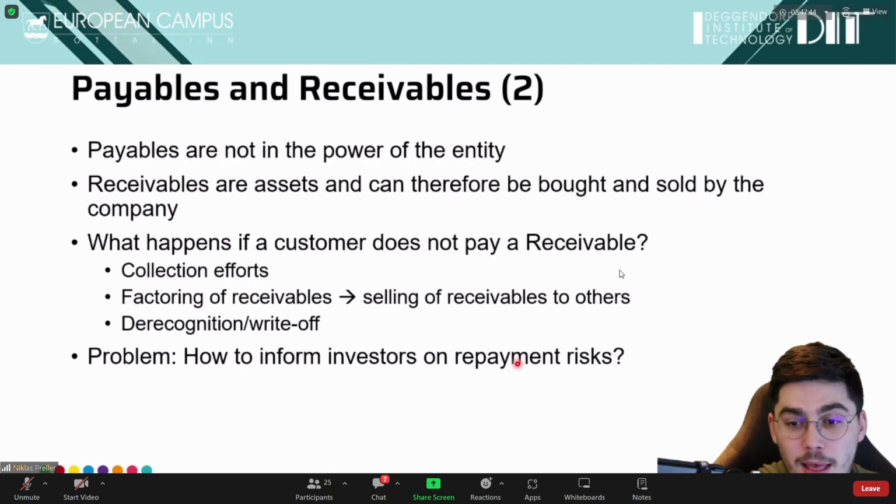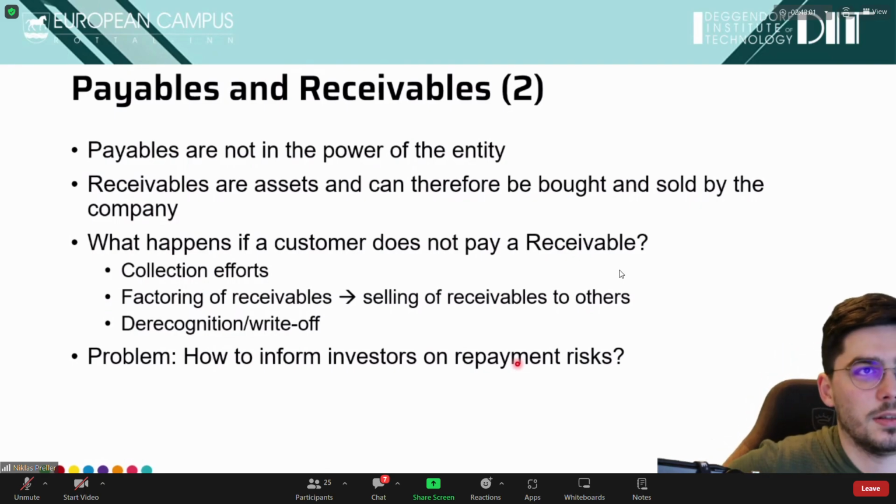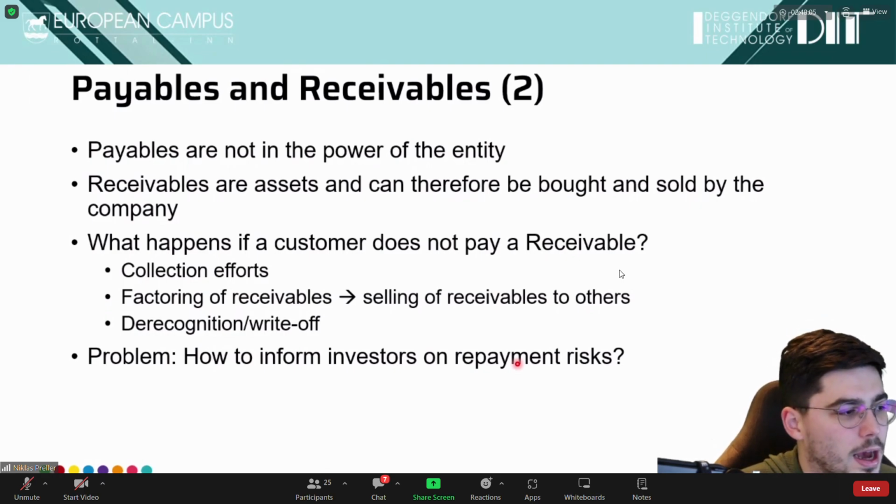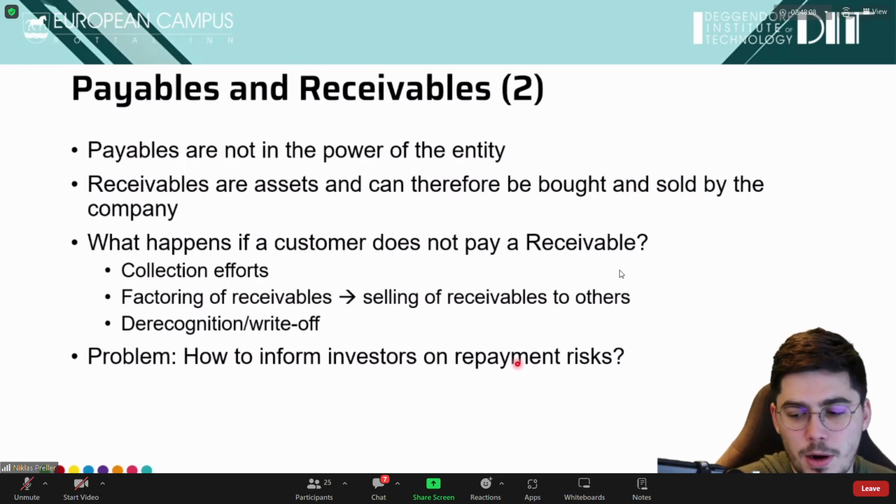But we have to inform our investors. If we don't sell that to Klarna, we have to inform our investors on the repayment risks that our customers won't pay us. So how do we do that? Any ideas? How can we inform our investors about that?